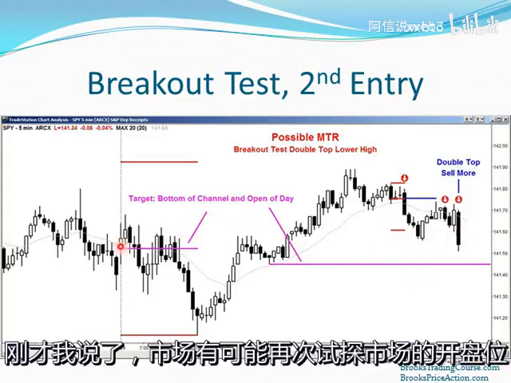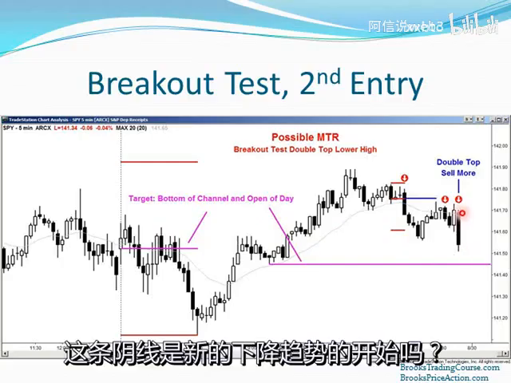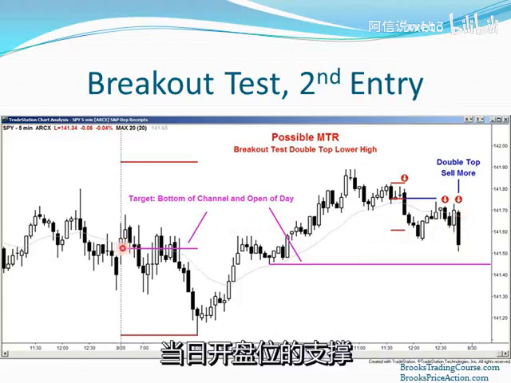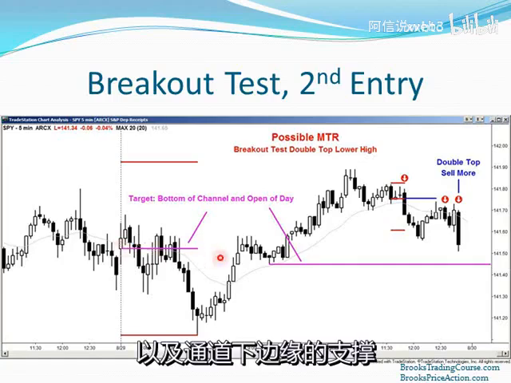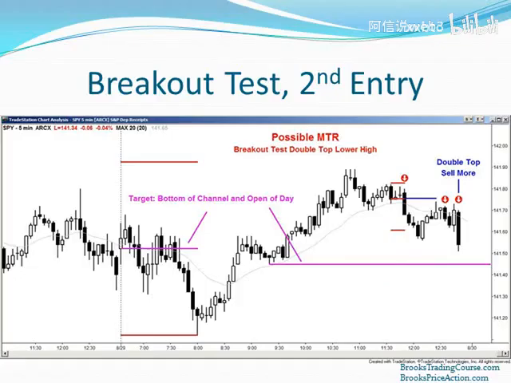Again, remember I told you that the market might come down and test the open of the day, and that's what we're doing. So is this bear bar the start of a new bear trend, or is it simply a sell vacuum testing support of the open of the day and support of the bottom of the channel? At this point, we do not know.